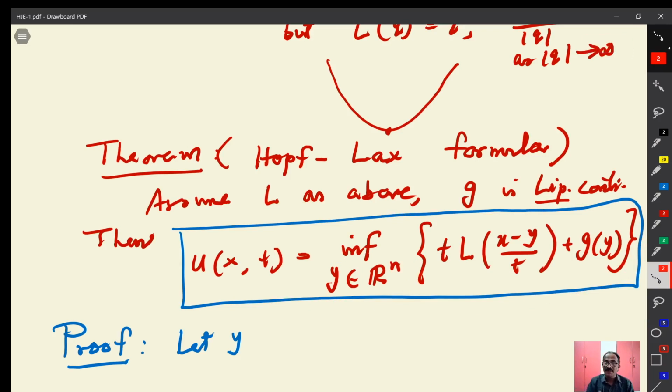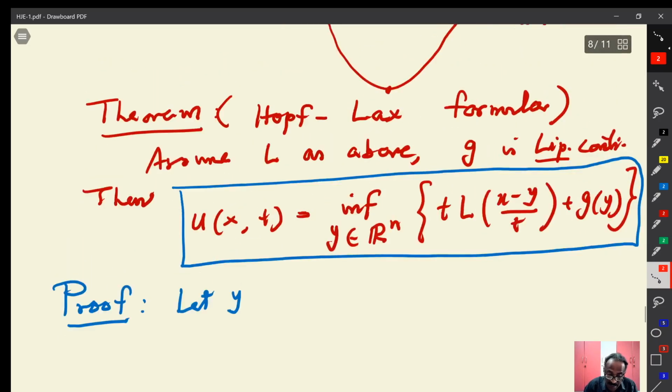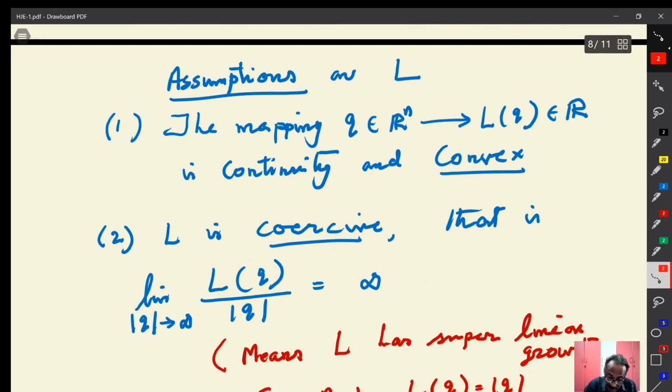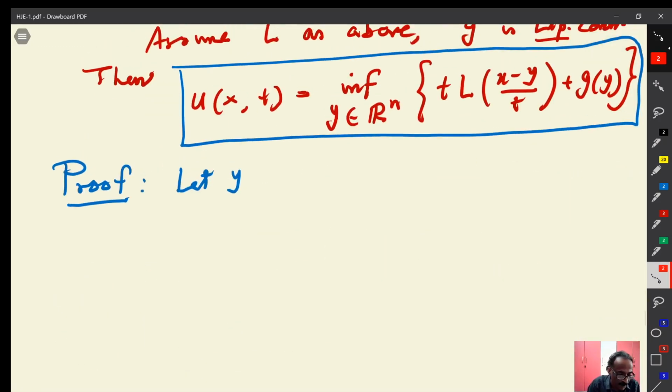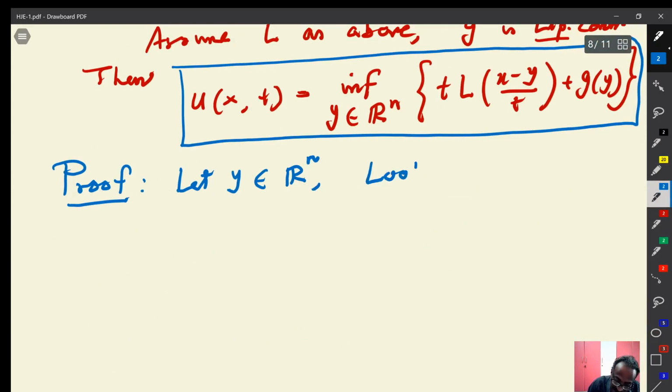This is exactly what we have seen in the earlier example, where we minimized that one. So it's a representation with the general L, not one particular L. What you require is the property of convexity and coercivity, and both play a crucial role in this representation. That's why let me give you a quick proof of it. So you start with y in R^n, and then look for the linear trajectory. Consider the linear trajectory.